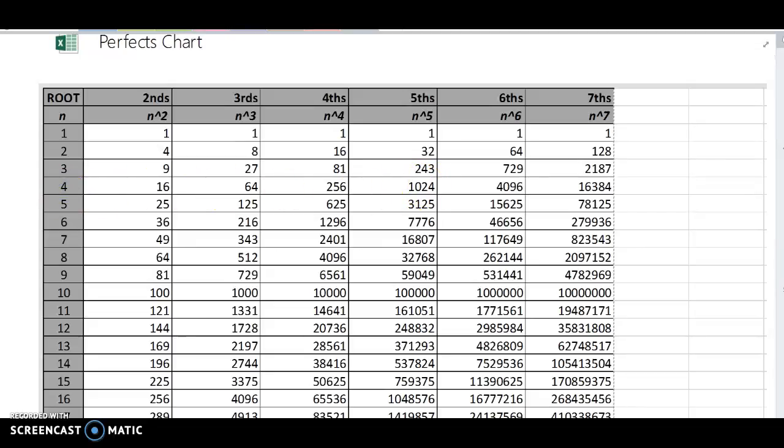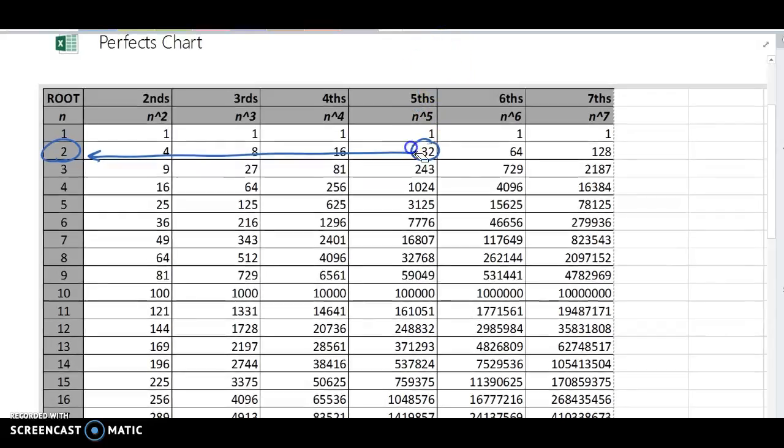Now you can also use this backwards. If I want to know what number times itself 5 times is 32, what I'm looking for is the fifth root of 32. What is the fifth root of 32? Start in the fifths column. Here's 32. The fifth root of 32 is 2. So you can use this chart both forwards and backwards to evaluate something raised to an exponent, and also to undo that by finding the whatever root of a number.